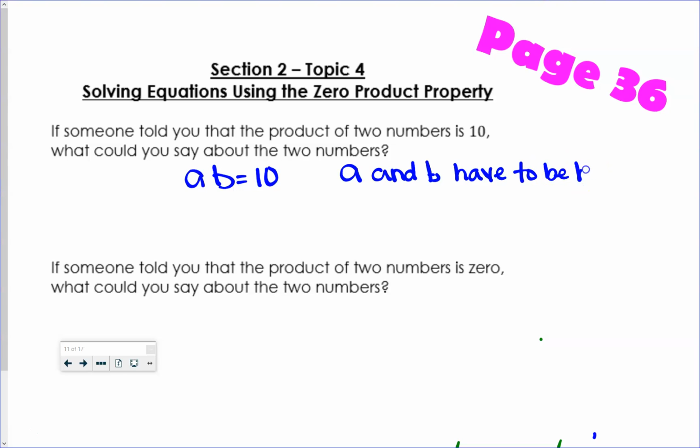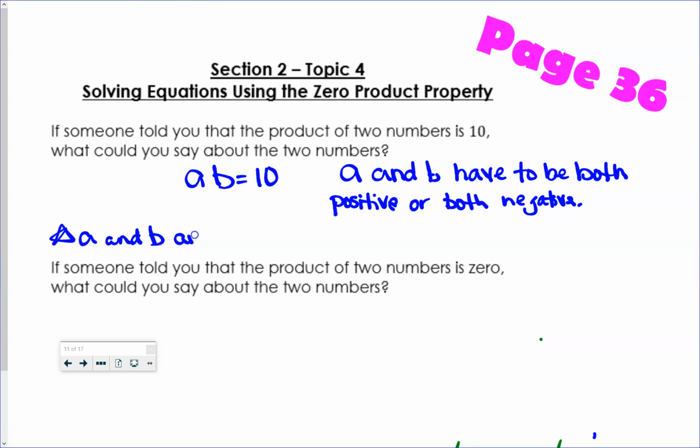So A and B have to be both positive or both negative. Okay. Some vocab here. I'm also going to say that A and B are factors of 10. Okay, so A and B are each a factor of 10. So 1, 2, 5, or 10 is what A and B can equal.